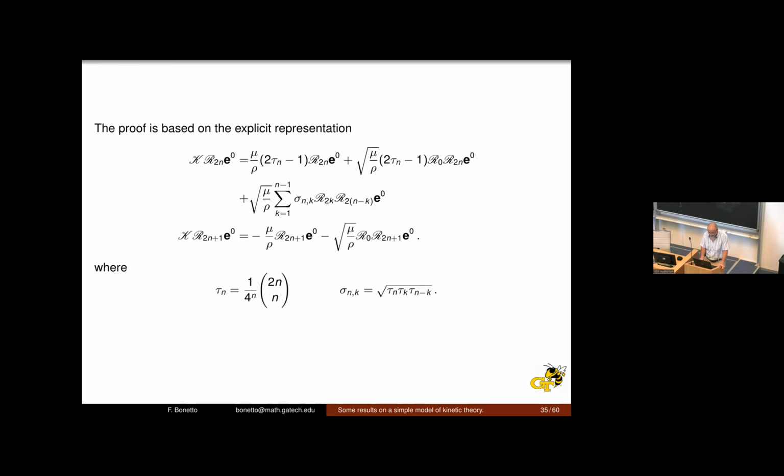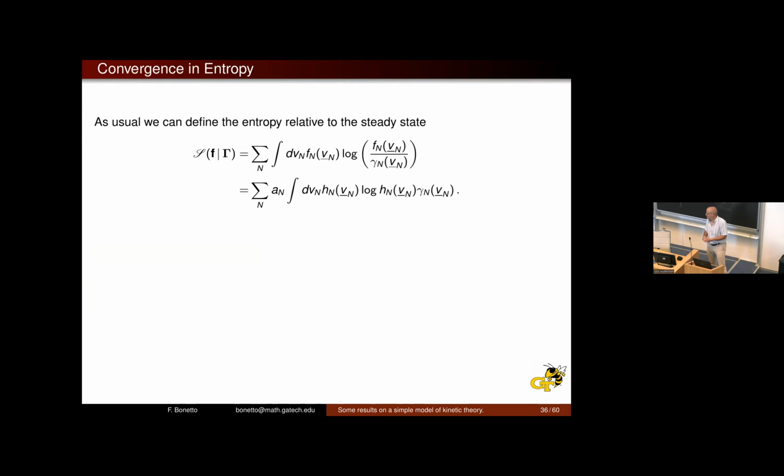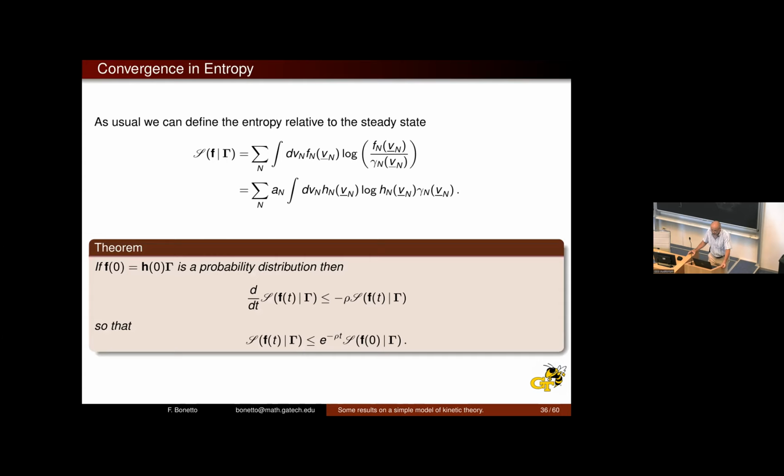Okay, so this was it, and then the other thing you would like to check is convergence in entropy. Now, this is also a little messy because, again, you have all this infinite sum and business. The relative entropy is, again, given by the sum of the relative entropy on each slice, averaged with the weight of the slice. And you can prove again that the derivative of the entropy is negative and is strictly bounded by the entropy itself.